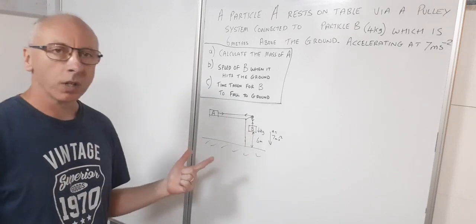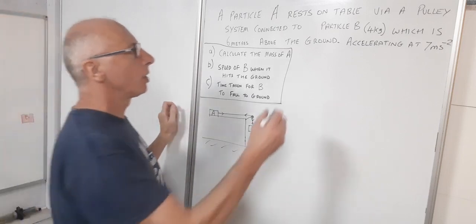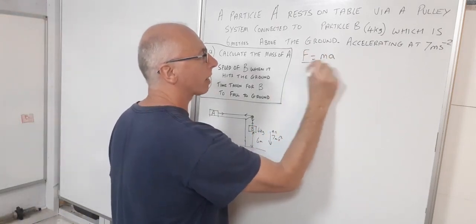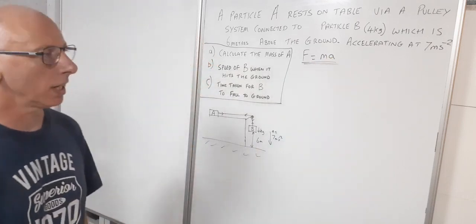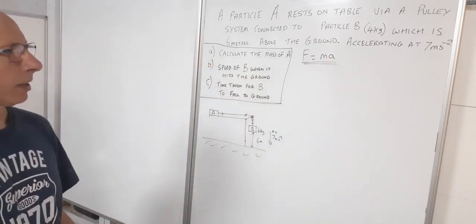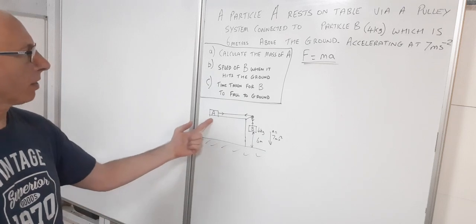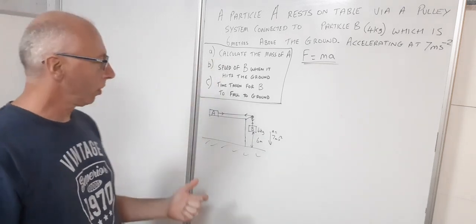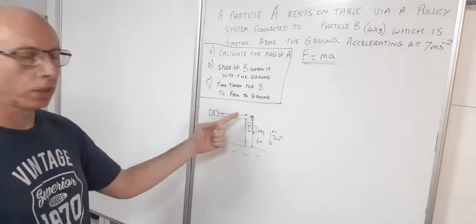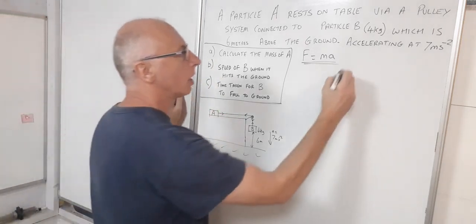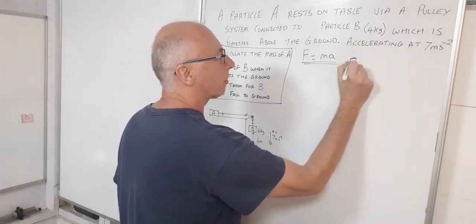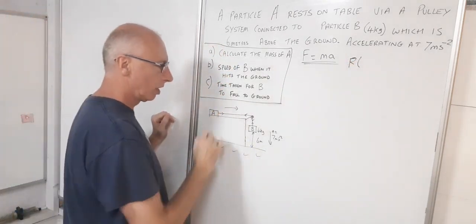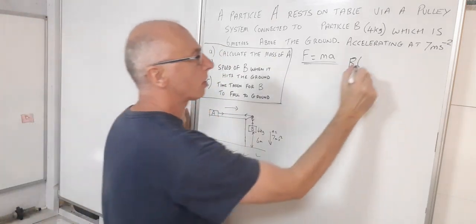Now to solve this, we can use Newton's law of motion, which is force equals mass times acceleration. That's what we're going to be using here. So how are we going to solve and try and find the mass of the box? That's part A. So what we need to do first of all is resolve the forces in the horizontal and the vertical.